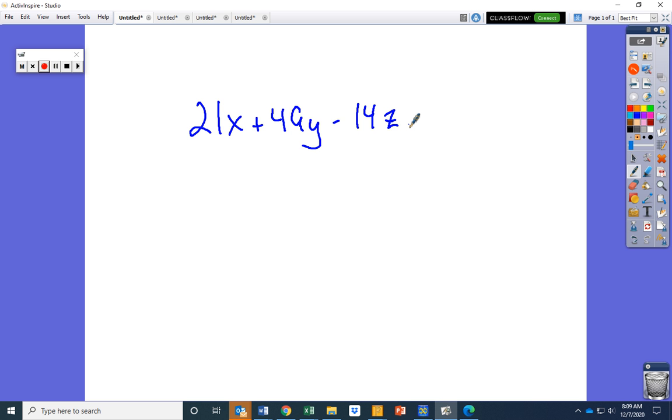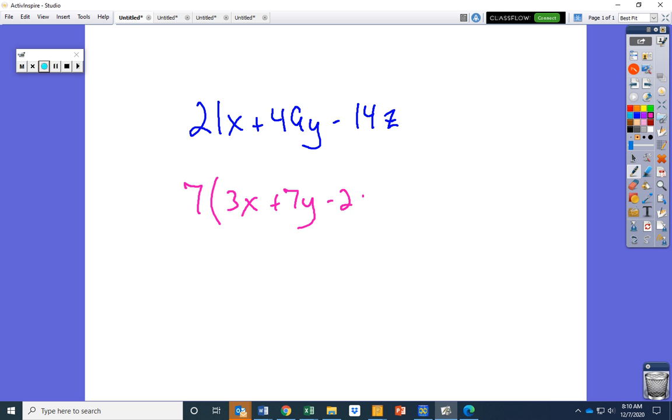Why couldn't I say 7x? 7x goes into this one, doesn't it? But does 7x go into this one? No. 7 does, but 7x does not. So I'm going to try 7. Good. 7 times what gives me 21x? You guys agree? 3x. 7 times what gives me 49y? Plus 7y. Good. And 7 times what gives me negative 14z?